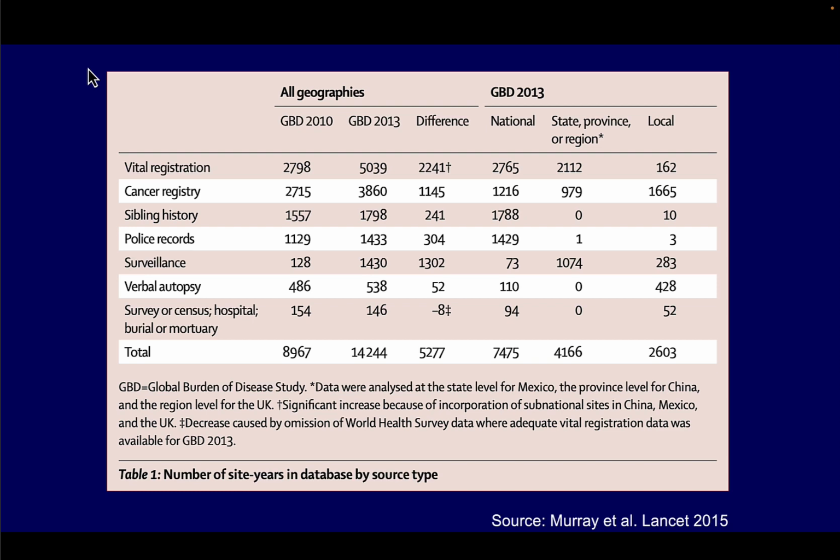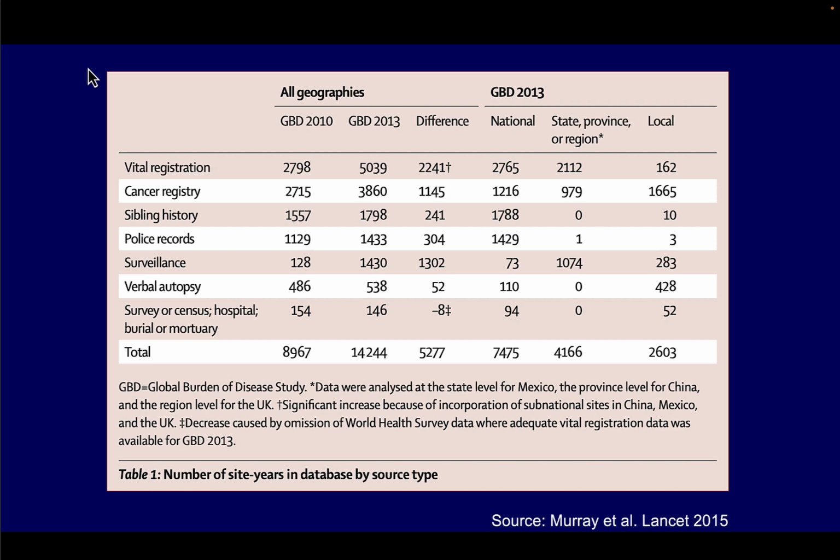And something I like about this table is that it shows the types of data sources that they were using. The most common one was vital registration, followed by cancer registries. But then you begin to see some of the other methods that we discussed being used, including the sibling history method and verbal autopsy, but also things we haven't discussed, like police records.